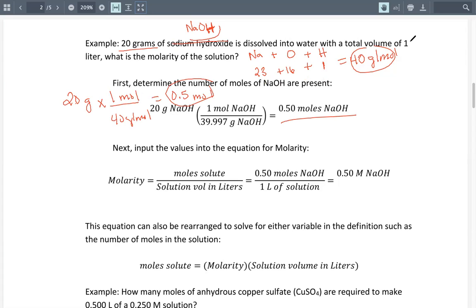Okay, and I'm going to dissolve that, it says, into 1 liter of water. So the amount of water I have is the solution volume in liters, which happens to be 1. I have half of a mole. So half a mole divided by 1 is not going to change anything. It's just going to mean that I have a 0.5 molarity NaOH solution.